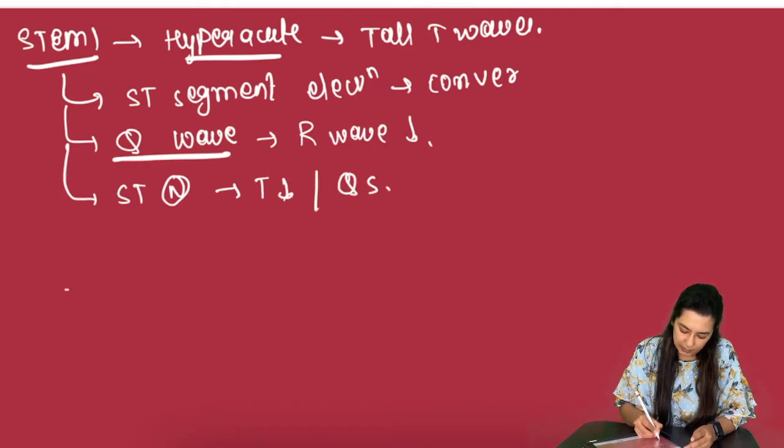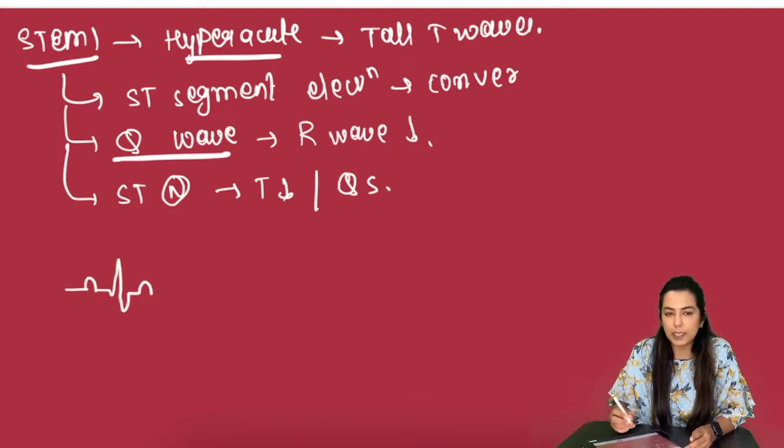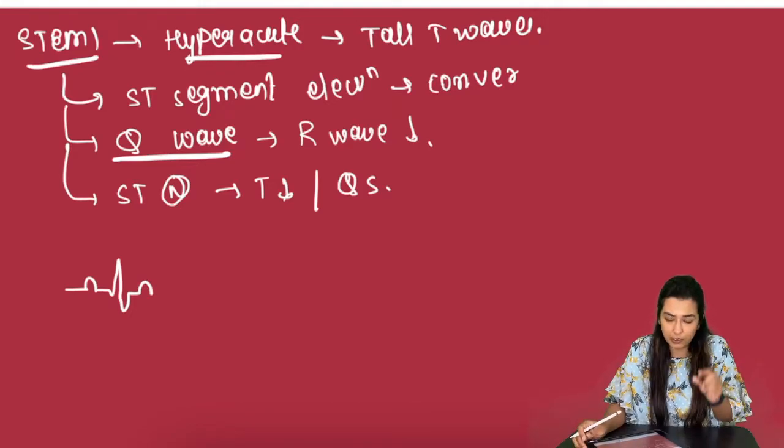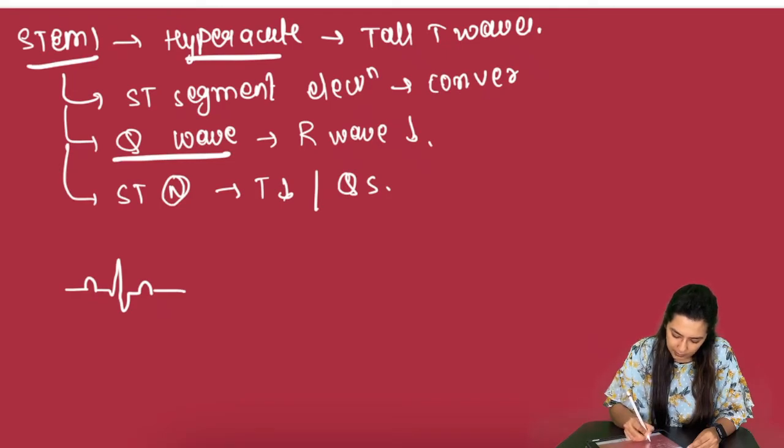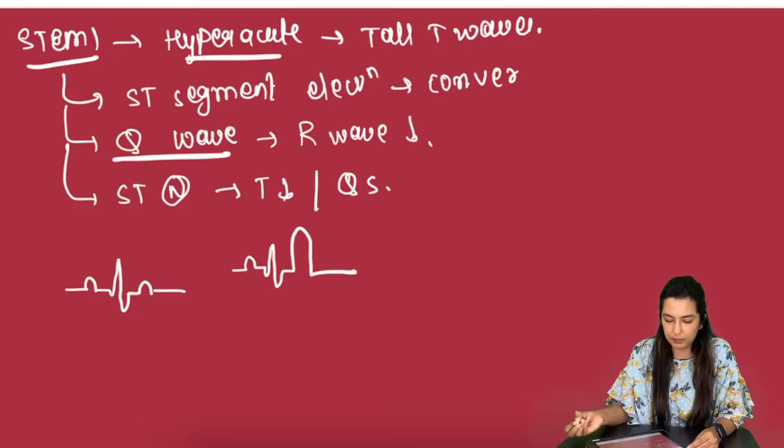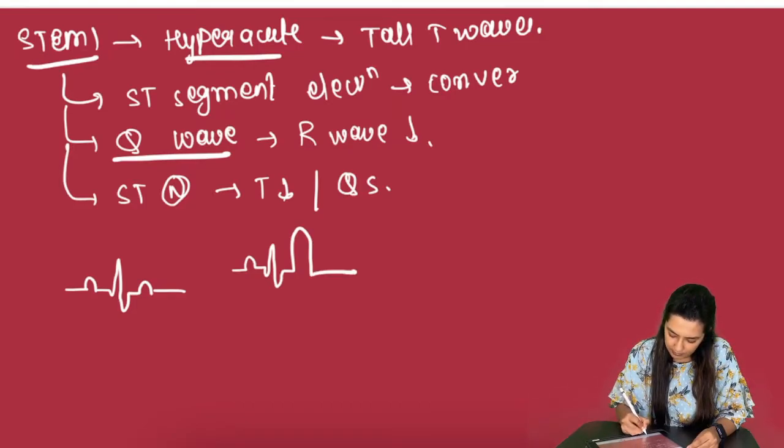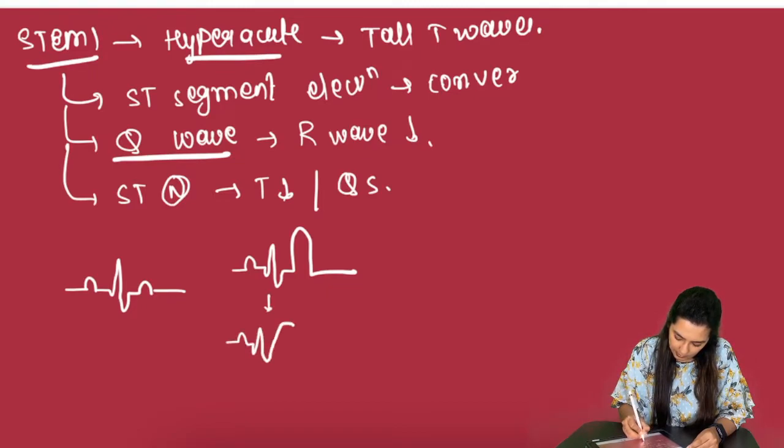So this is a normal ECG, QRS and T wave. I have already told you Q wave can be normal, but the amplitude cannot be more than 0.1 millivolt. So first is the T wave. This is your hyperacute T wave, just a schematic diagram. Then there will be ST elevation with T wave. T waves will be like that.